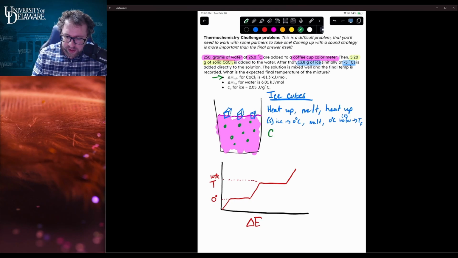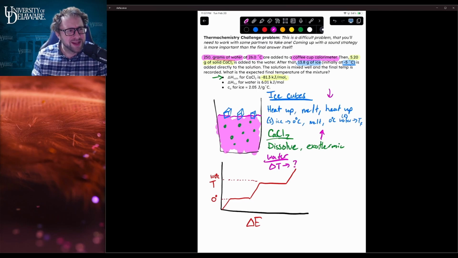We have our calcium chloride. That's going to dissolve into solution. And we can look at what that heat of dissolution is up there. And we can see that that's exothermic. So we expect the temperature to go up. And then for our water, this is hard to say. So the water is going to change temperature. We do know the ice cube is going to make temperature go down. The calcium chloride is going to make temperature go up. So we don't really know offhand which direction this is going to go.